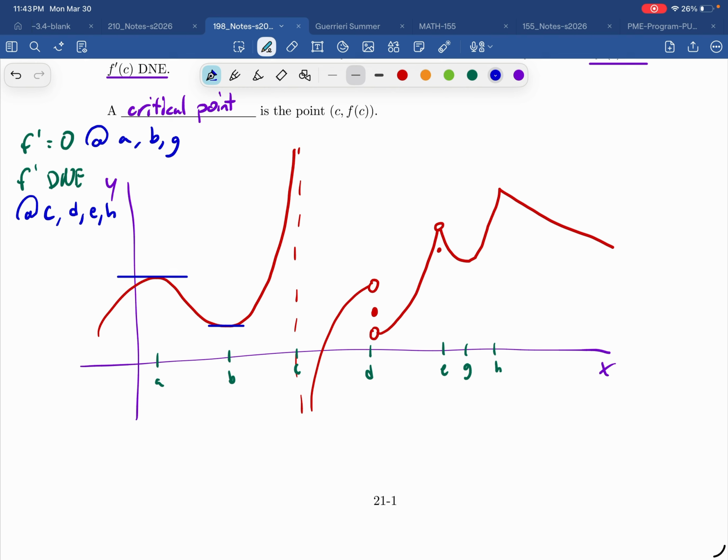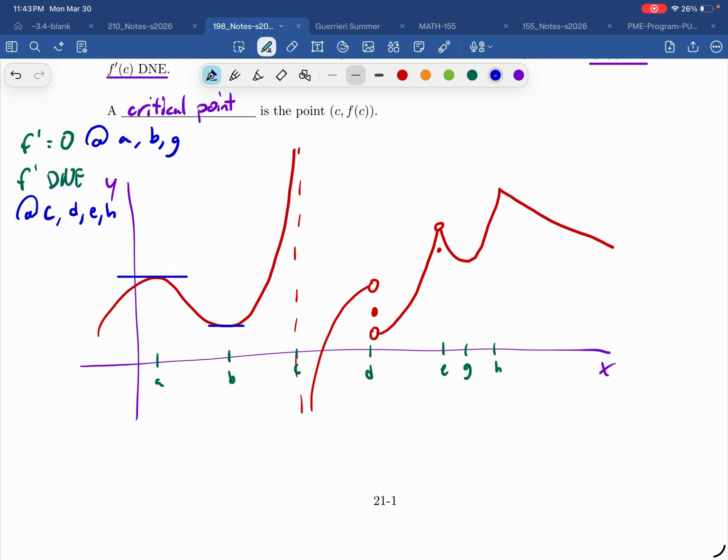Now contrast that with point C, where the derivative does not exist, the function doesn't exist. And we have a similar issue at D. f of D exists, but f prime of D does not exist. f prime of E does not exist. f prime of G does exist. f prime of H does not exist, right? So it's a corner.